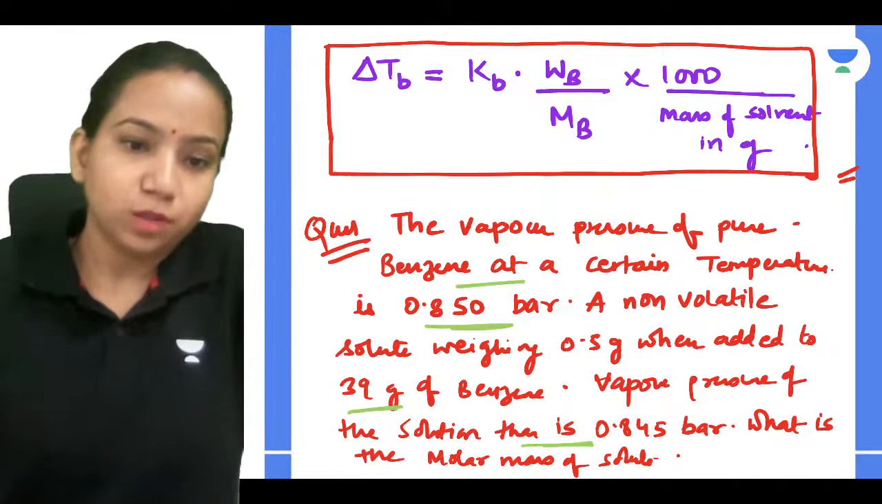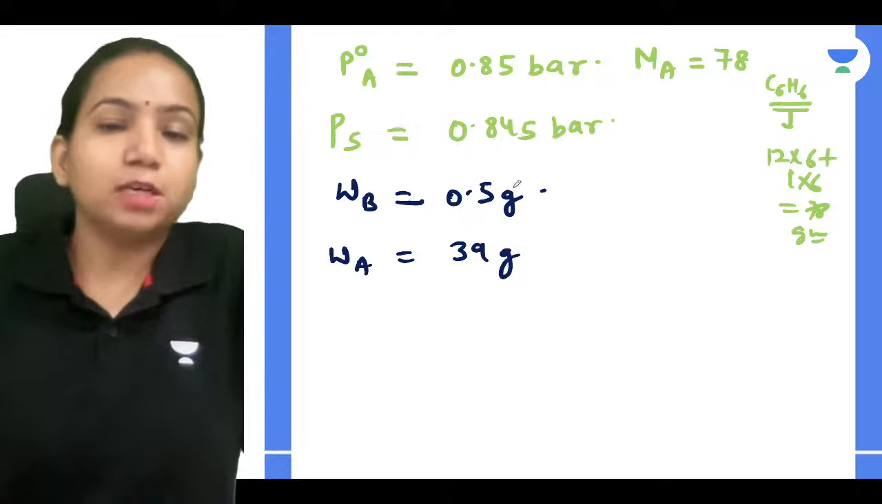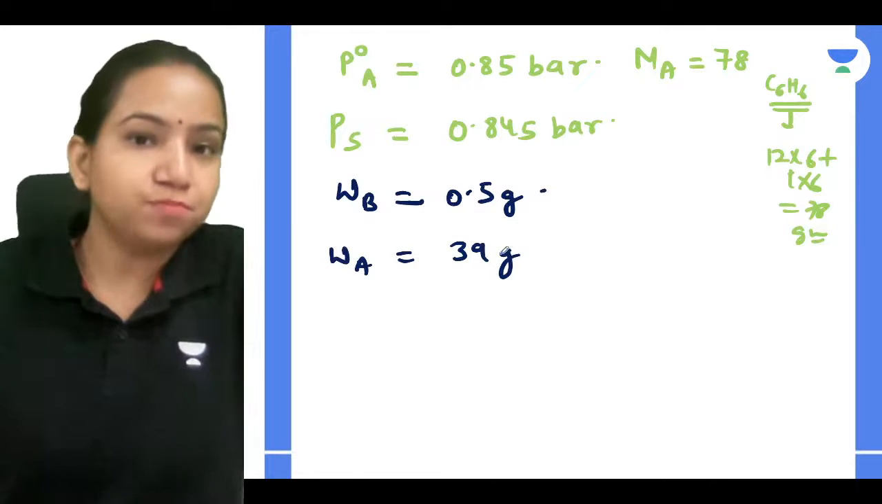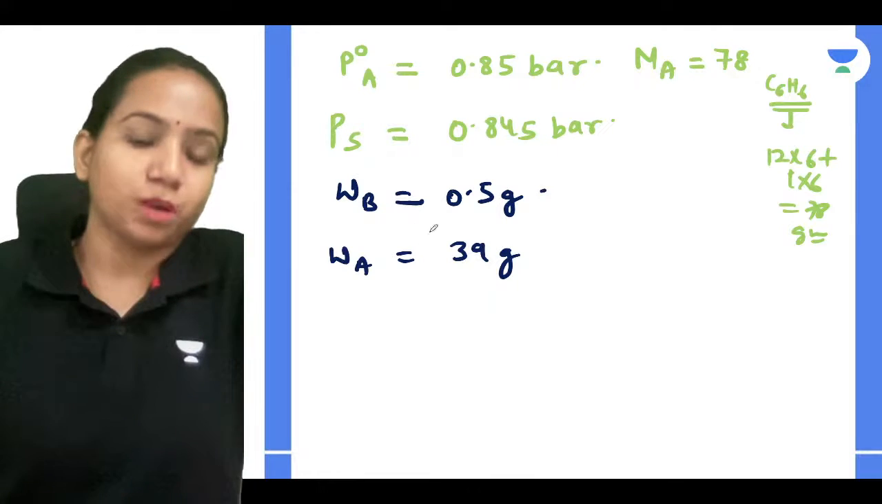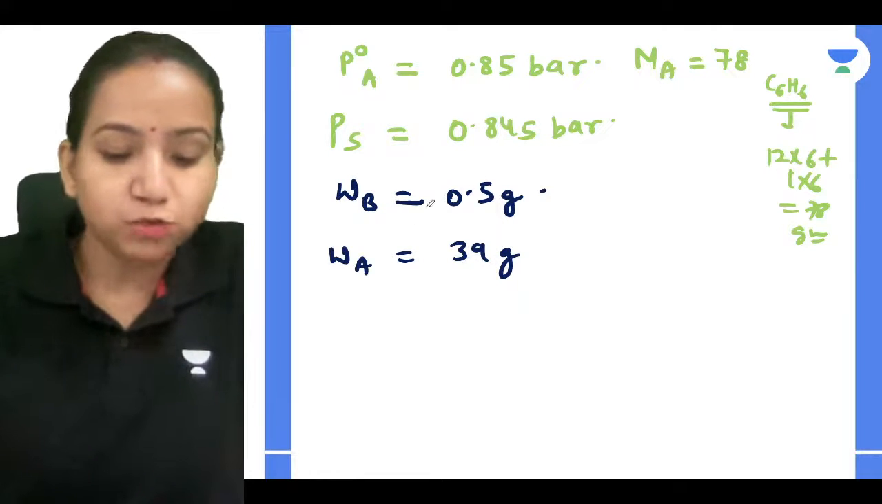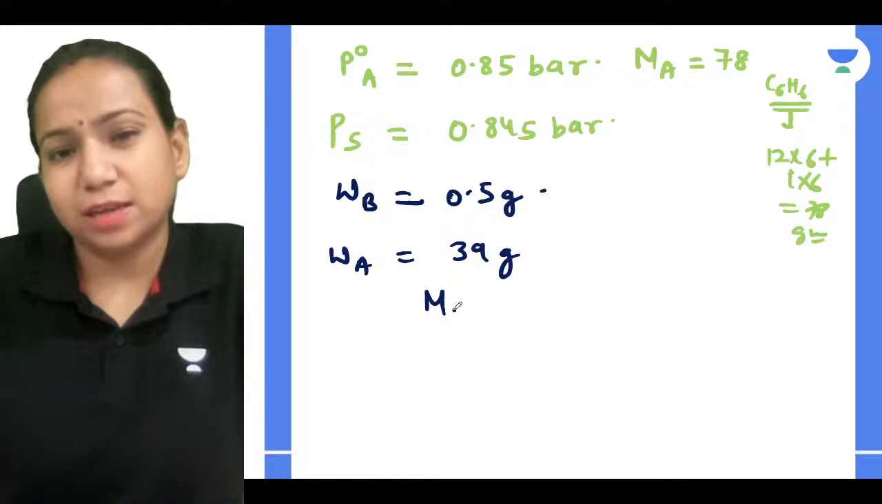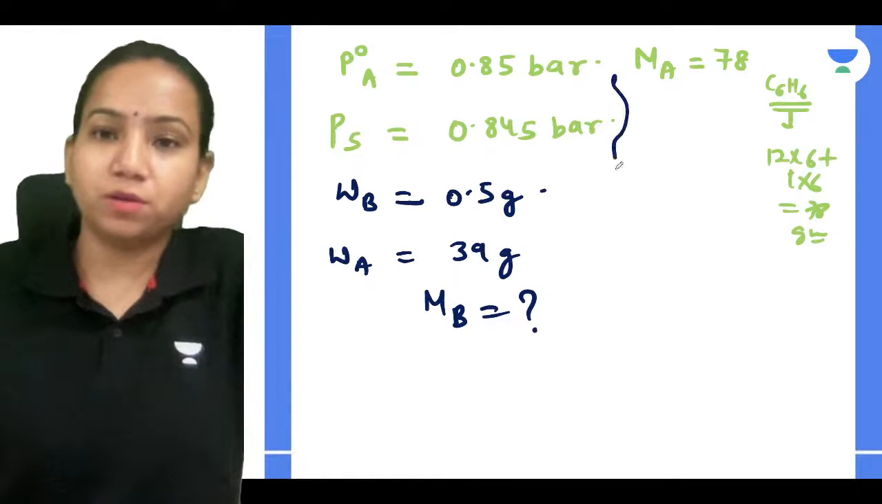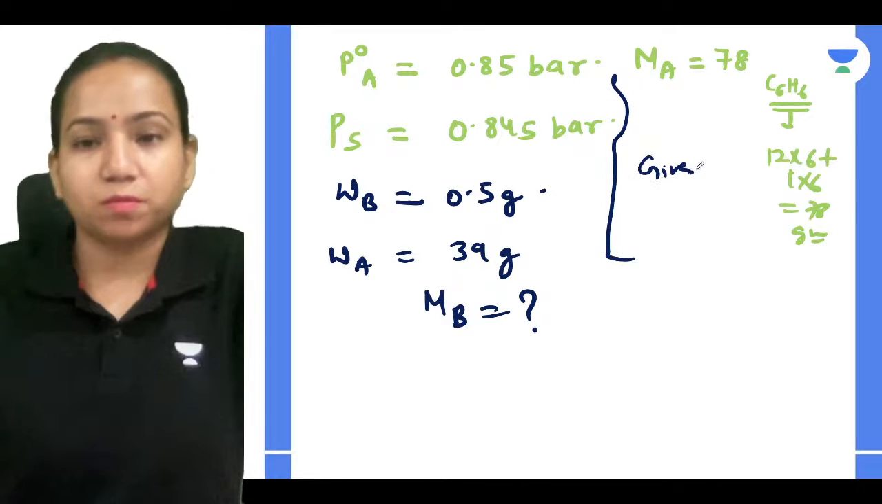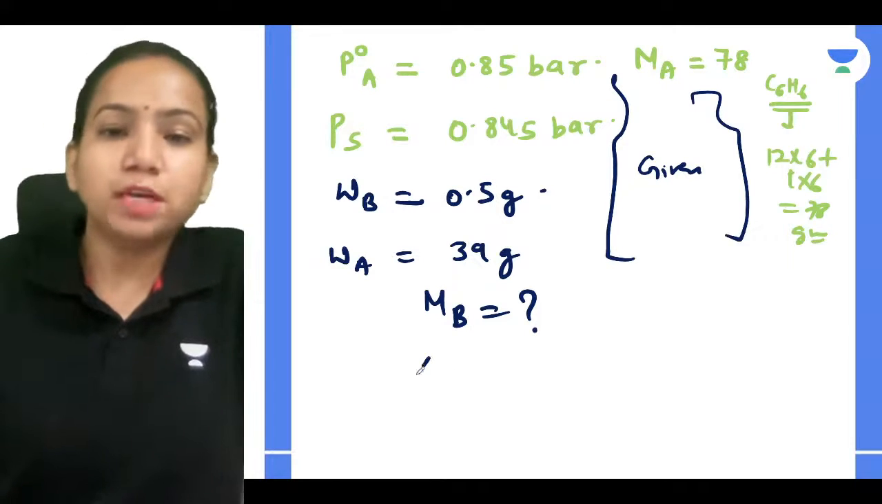Very good. So if you have understood that WB is equal to this, WA is equal to this, everything is given to you except the molar mass of solute. So can we find it out, guys? Can we find out MB? Everything is given over here, and you have to find out MB. So think about the formula.